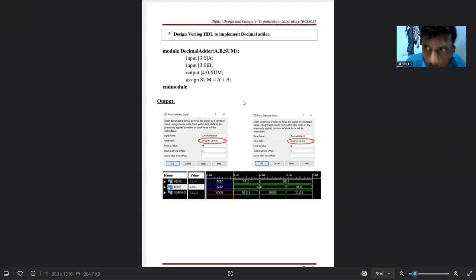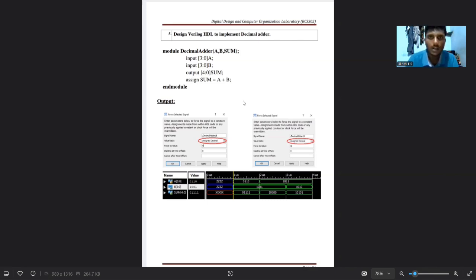A decimal adder is also a BCD adder, and it goes like this: module decimal adder of a, b, sum; input [3:0] a; input [3:0] b; output [4:0] sum. So assign sum is equal to a plus b, and end module.